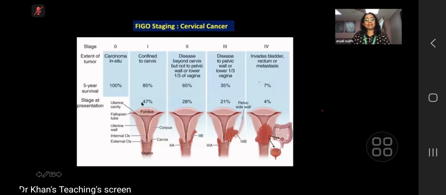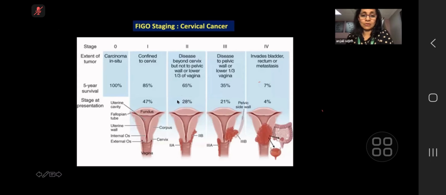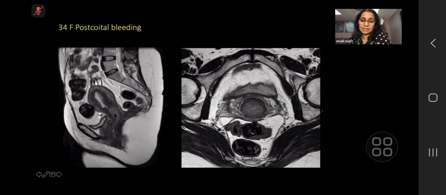So this is cervical cancer staging. In stage 1, it is confined to the cervix. In stage 2, it goes beyond the cervix to involve the upper two-thirds of the vagina, where it is 2A, and into the parametrium, where it is 2B, but does not extend to the pelvic side wall. In stage 3, it extends into the lower third of the vagina as well and can involve the pelvic side wall. And in stage 4, involvement of adjacent organs or distant metastasis. Okay, so coming back to our case, this is confined to the cervix, so this is a stage 1 tumor.